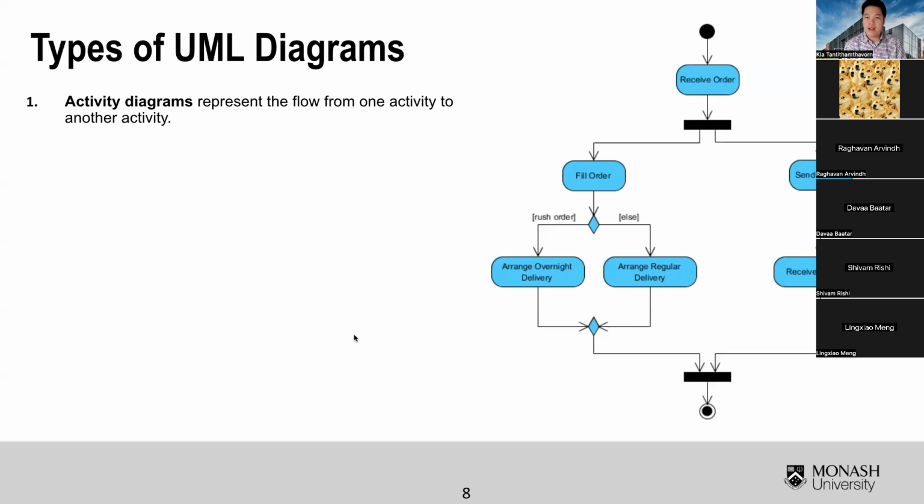So for example, this one I assume should be an online shopping cart, right? That's the flow of each activity. Think about online e-commerce. The first step, we need to receive an order, fill an order, send an invoice. Once we get the order, we can arrange the delivery tonight or arrange the regular delivery. Think about Amazon Prime, would that be a Prime delivery or not? And then receive the payment, send the invoice, and then all done.